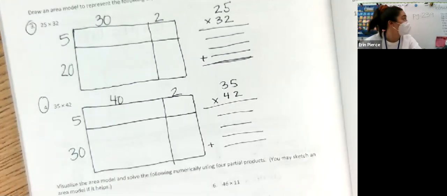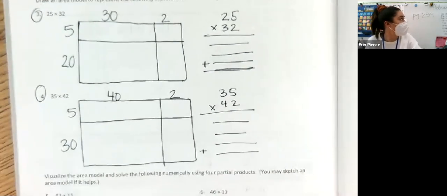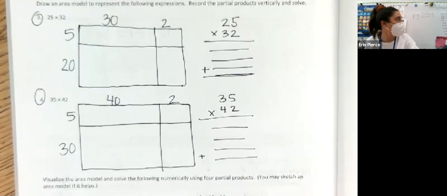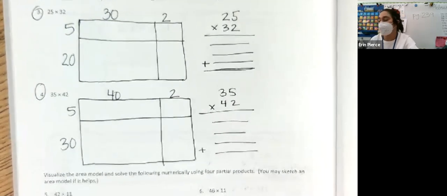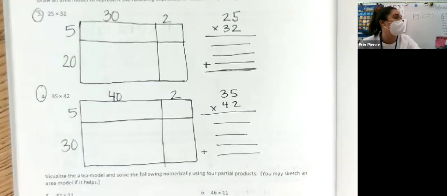Okay. You are responsible for 3 and 4. When you finish 3 and 4, you're going to go rip it out. Make sure your name is on it. Turn it in and go on Zearn. We have 15 minutes. Okay.